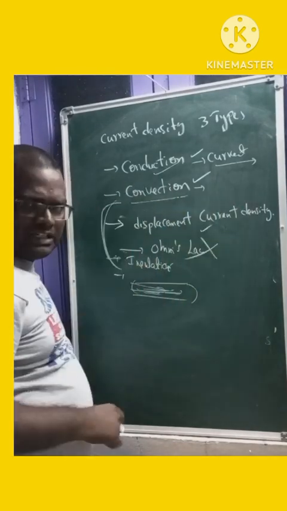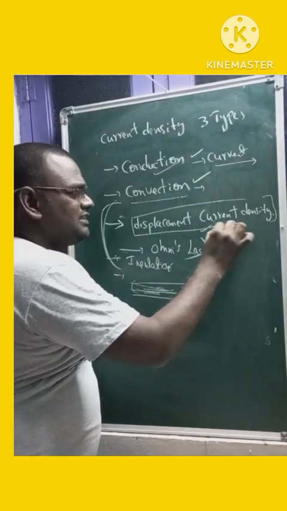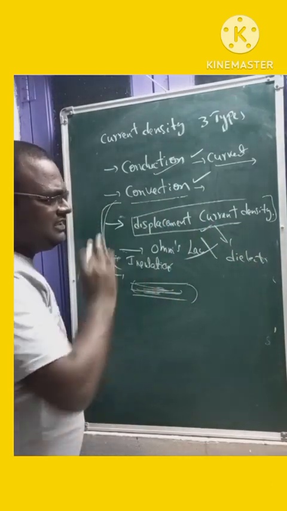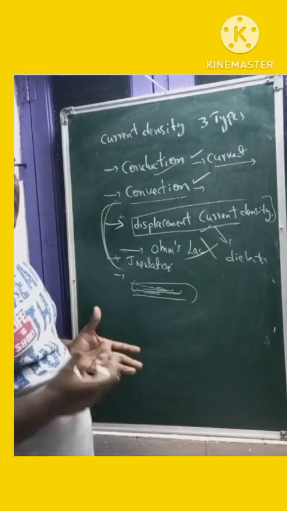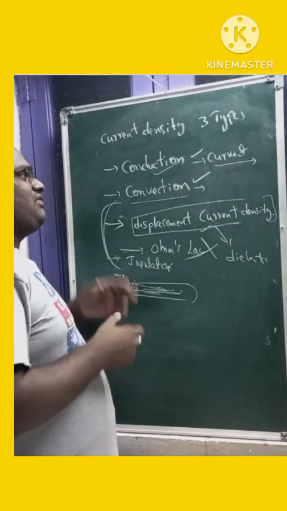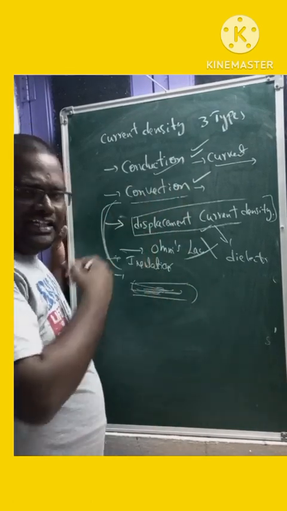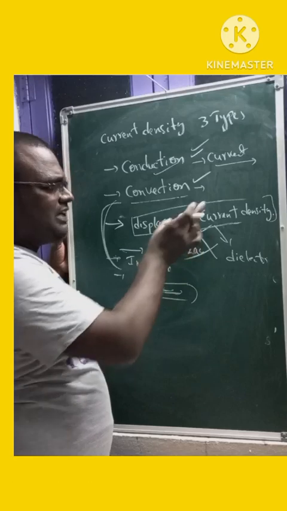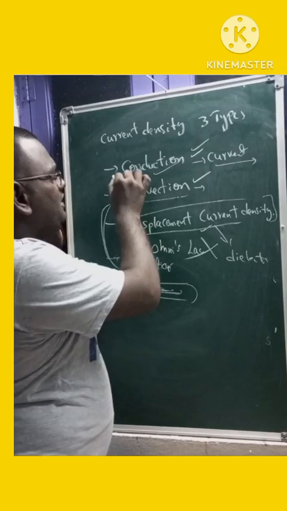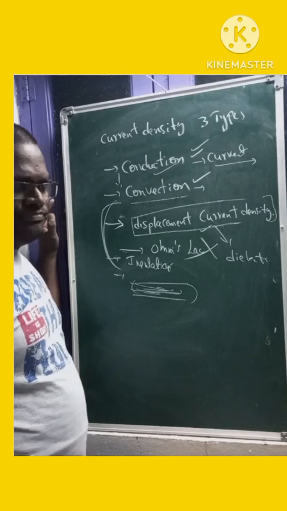Next coming to the displacement current density. Displacement current density we can see in dielectric mediums. Among the types of media, in conductors we see conduction, in insulators we see convection, and displacement current density we see in the dielectric medium. These are the three types of current density. We will talk about them in the coming classes.